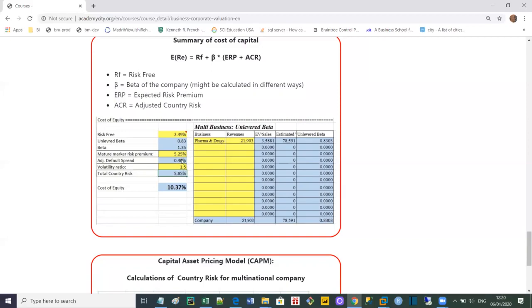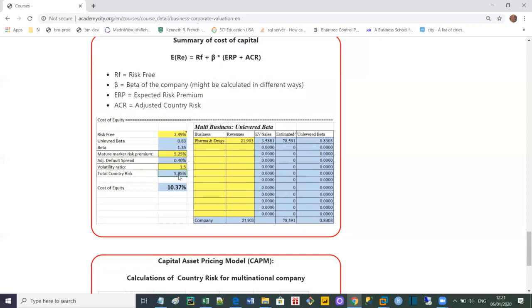Then we multiply the 0.4 by the 1.5, as I mentioned before. That gives me 0.6. I add the 0.6 to the risk premium in the US, and I get 5.85. 5.85 is the risk premium of operating in the country in which our company is operating.